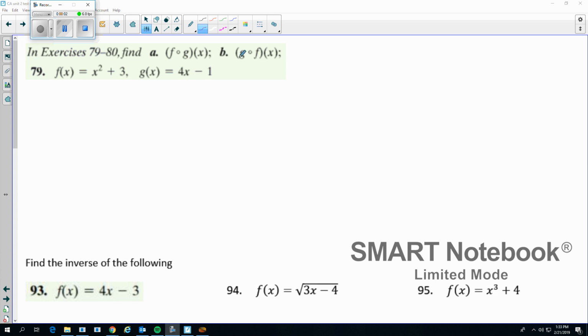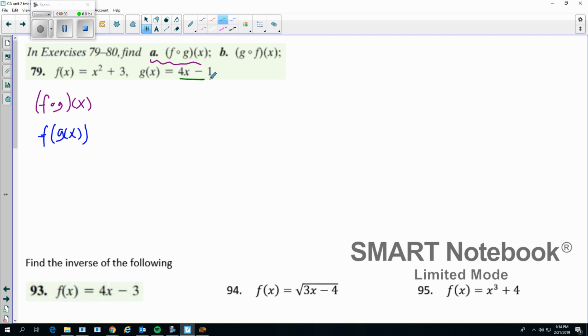All right, so here's the last page of the review. First we're going to look at the composite functions, starting with part A. We're going to do f of g of x, and that's the notation that's going to be given on the exam. You want to realize that that's the same thing as just substituting the g function into the f function. So that's what we're going to do here.